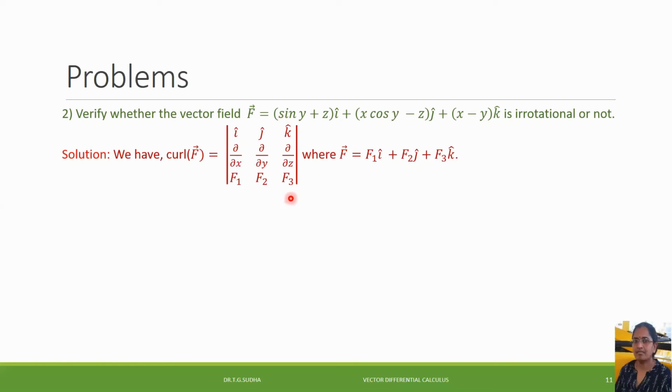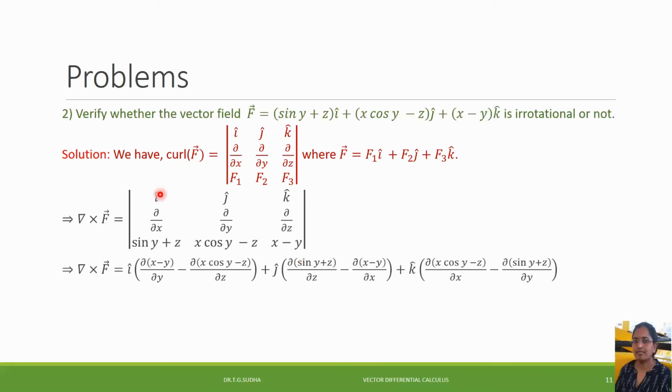Now let us substitute for f1, f2, f3, and we get del cross f is equal to ijk in the first row, dou by dou x, dou by dou y, dou by dou z in the second row. In the third row we get sin y plus z, x cos y minus z, and x minus y. So now let us evaluate this determinant using the first row.